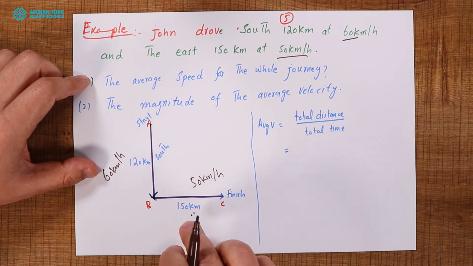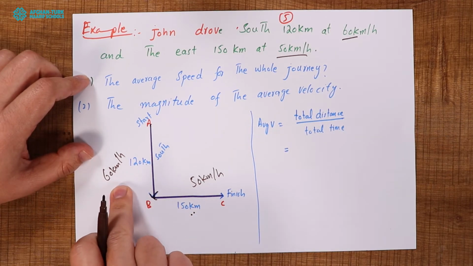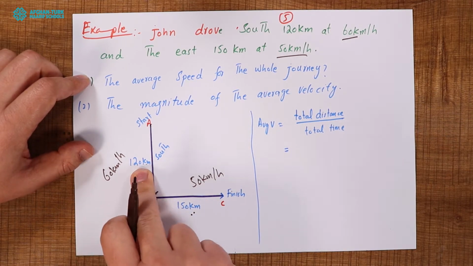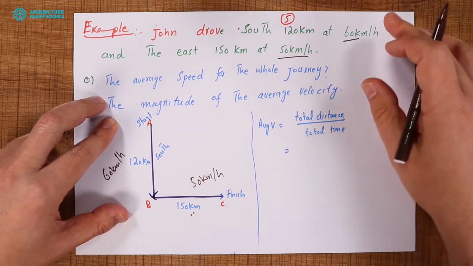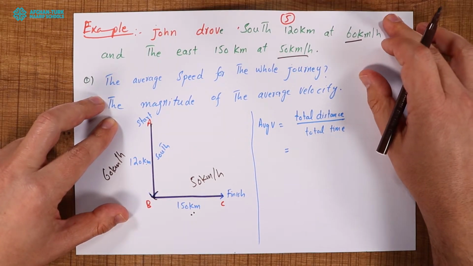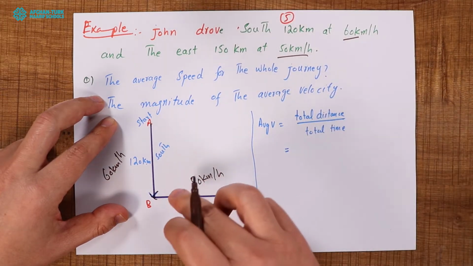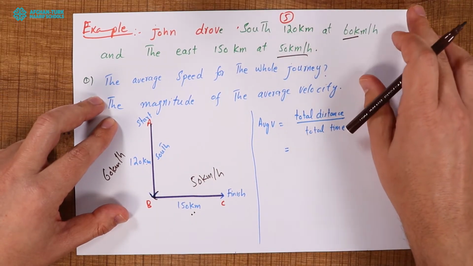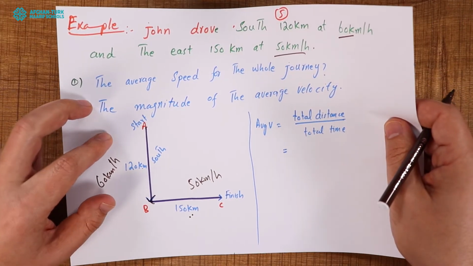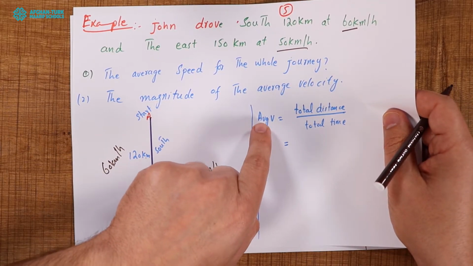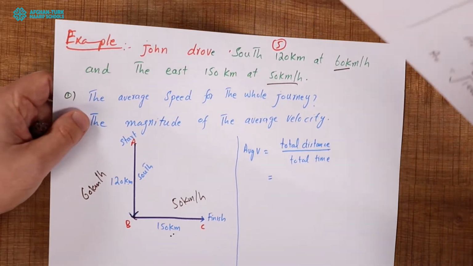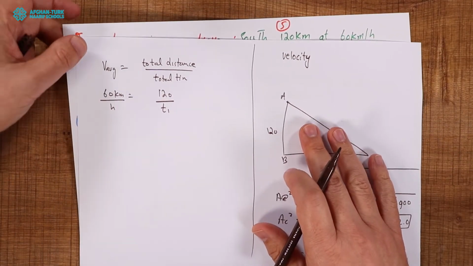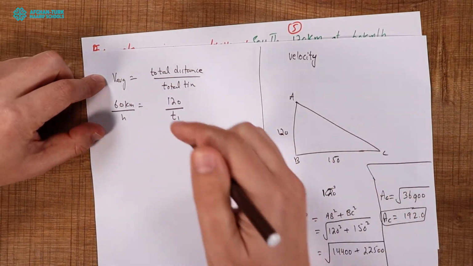Now the problem here is that the speed and the distance are given, but the time is not given. For that purpose, we must first find the time for each part, and then we find the average speed and average velocity. Let's see in the next page. I did some calculation from the beginning.